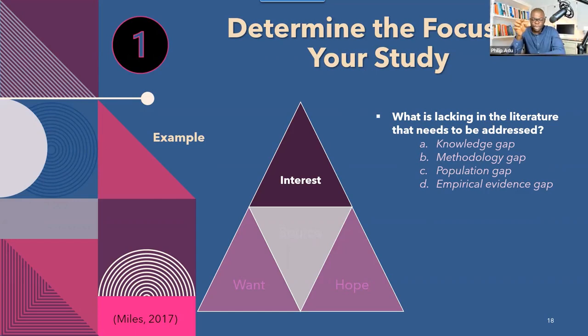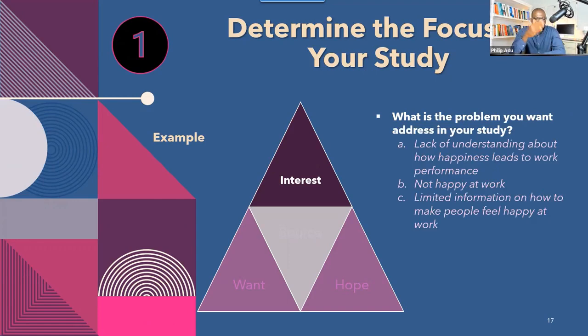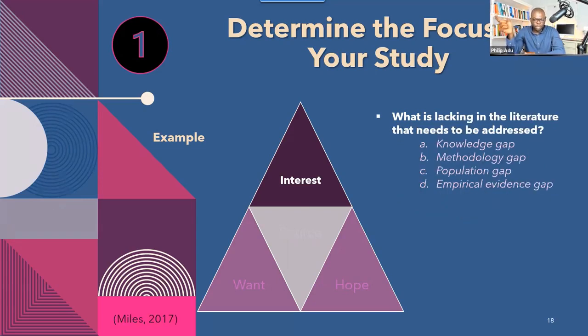Let's say the same topic has been done in one country or one city, but you want to do the same research in another city or another country or another location, right? That would be a population gap that you want to fill. Empirical evidence gap: this is more of, let's say there's been a lot of research concerning the topic, but maybe there are contradictions concerning the findings or the evidence, right?